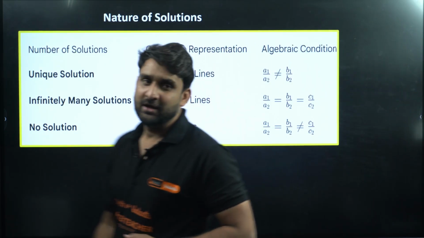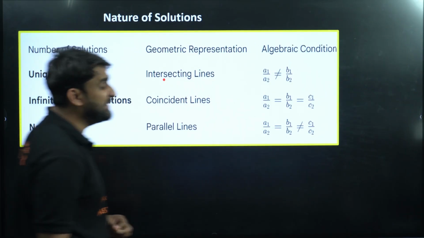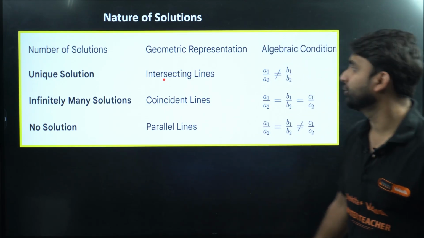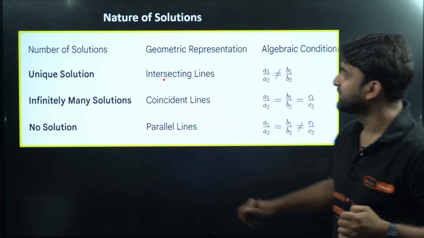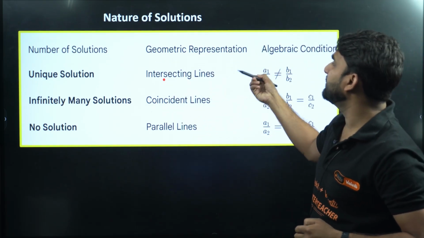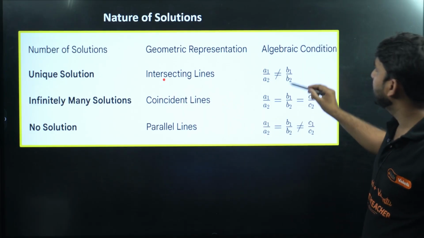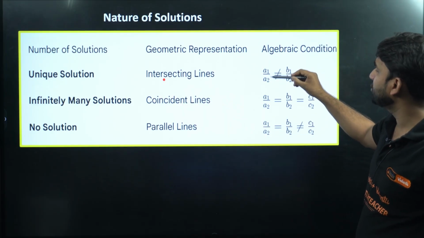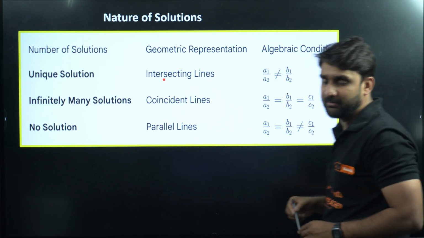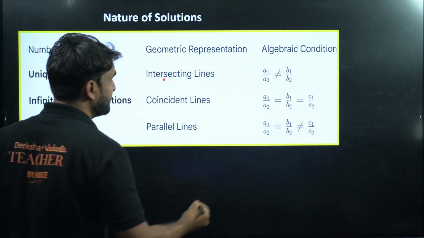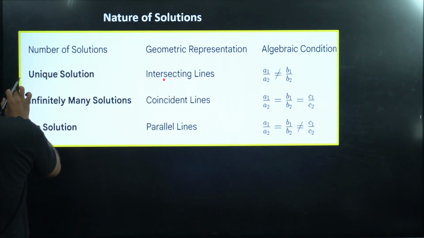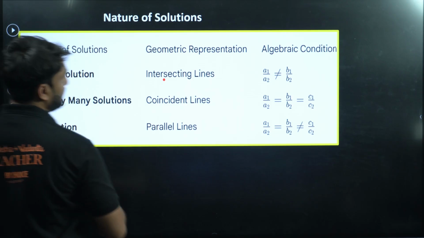This is the table. Please focus on the table, champion. So nature of solutions. On geometrical representation, I mean graphical representation, when will the lines be intersecting? When the ratio A1 by A2 is not equal to B1 by B2. So let me give you one example for this. Red color will be good for this situation.